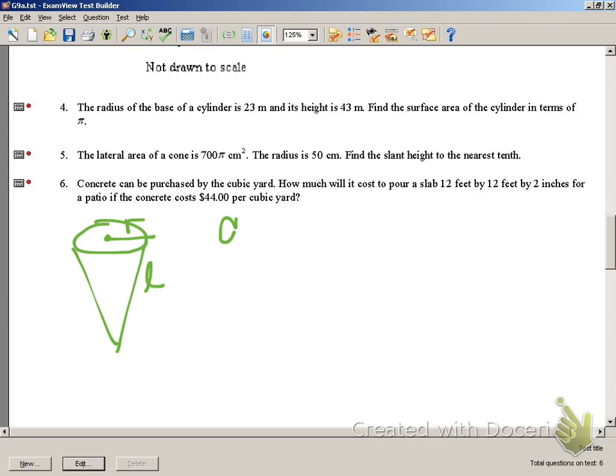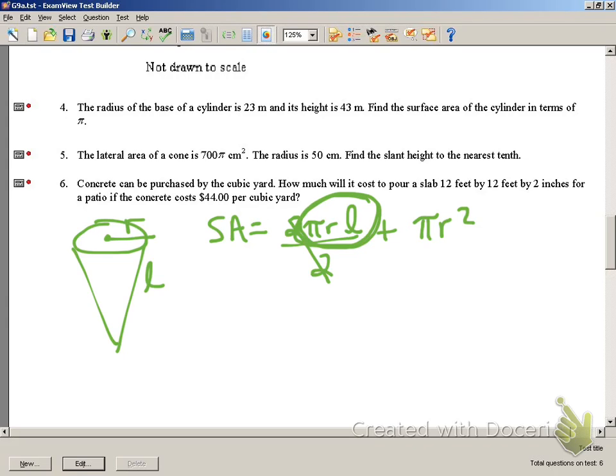Remember, if we're looking at surface area, always go back to my surface area values, which is 2 pi r L divided by 2 plus pi r squared. And those two would cancel. So my lateral area is essentially pi r L. So lateral area equals pi r L.